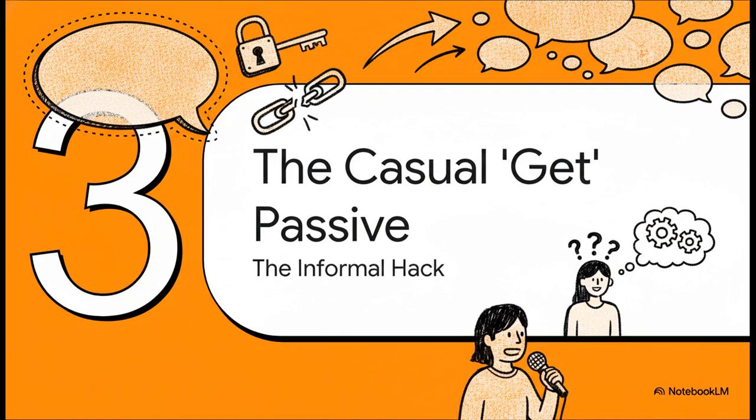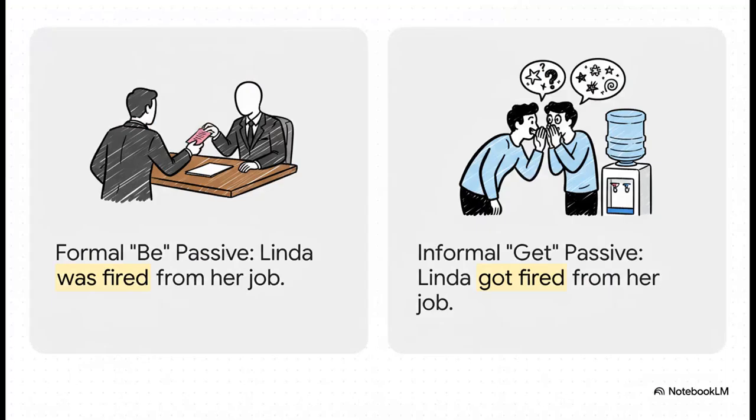Okay, so we've been talking about the formal way to do this, using verbs like was or has been. But what about how people actually talk every day? Well, there's a more casual, informal version we use all the time, probably without even noticing. It's the get passive. And just look at the difference in feeling here. Linda was fired sounds like it came from an HR report. But Linda got fired? That sounds like office gossip. Same information, totally different vibe. Or think of a movie villain saying, "You will be caught," versus your friend warning you, "Man, you'll get caught."